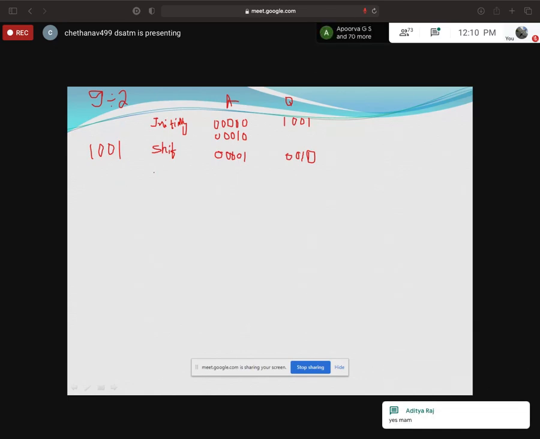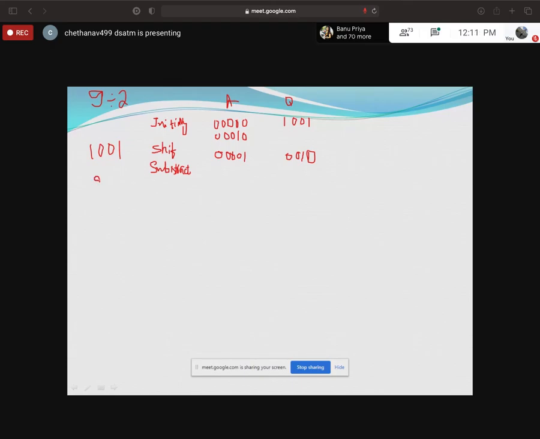Can you tell me what is next? Subtract. What do you have to subtract? You have to subtract your divisor from this A. That's your actual procedure. Okay, subtract. What does subtract mean?